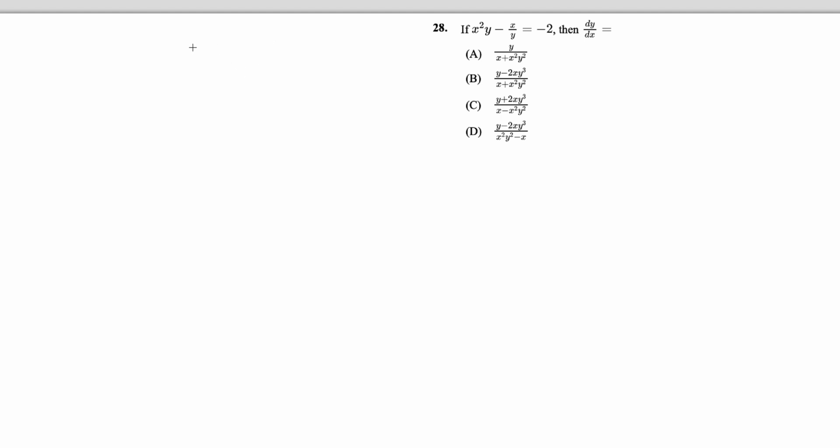Implicit differentiation question: you have this function, x squared y minus x over y equals -2. The number one thing with this really is just paying attention and being methodical. It's very easy to get the sign wrong, and these answer choices are all very similar. So we have to be very careful with how we distribute and how we do this. It is a testament to our differentiation ability, but overall it's algebra and bookkeeping.